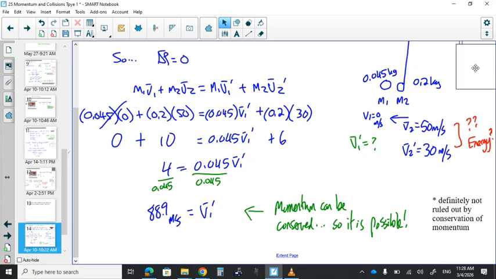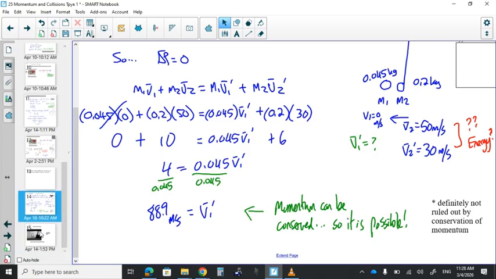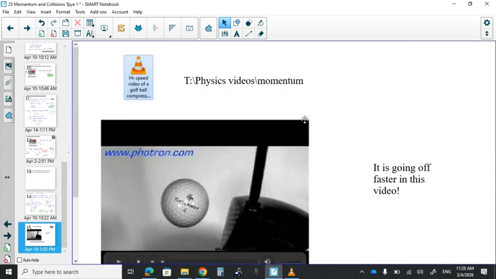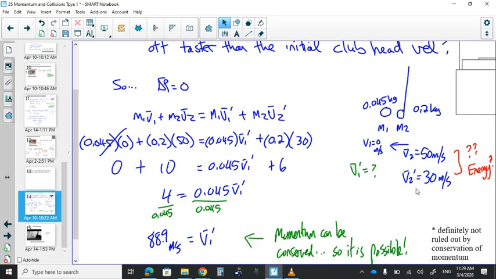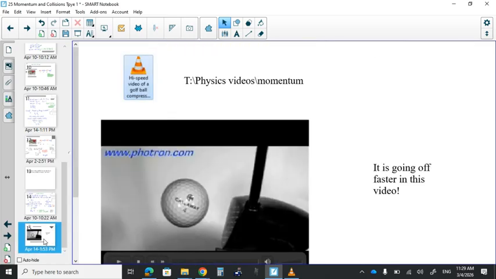It's possible for the ball to go off with a faster speed, and that does not violate conservation of momentum. That possibility is not ruled out by the reality that momentum is always conserved. Okay. And again, I'm not saying these are necessarily the numbers, right? So maybe the club head reduces by less, right? But it certainly could be possible. Momentum would still be conserved.